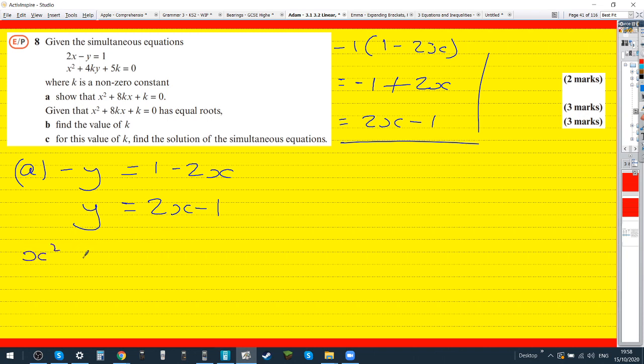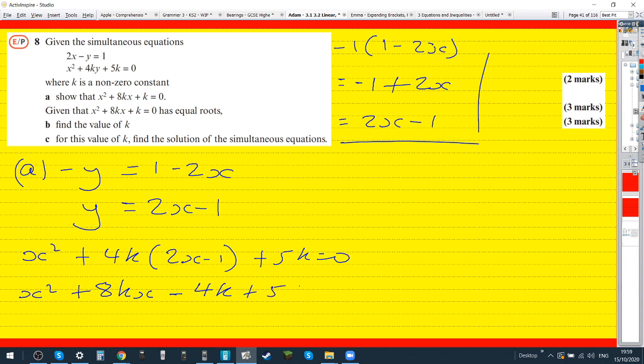So it'd be x squared plus 4k, open brackets, 2x minus 1, close brackets, plus 5k equals 0. And then we expand that. We get 8kx minus 4k. What is minus 4k plus 5k? Just k. So x squared plus 8kx plus k equals 0. And that's what we were supposed to get.